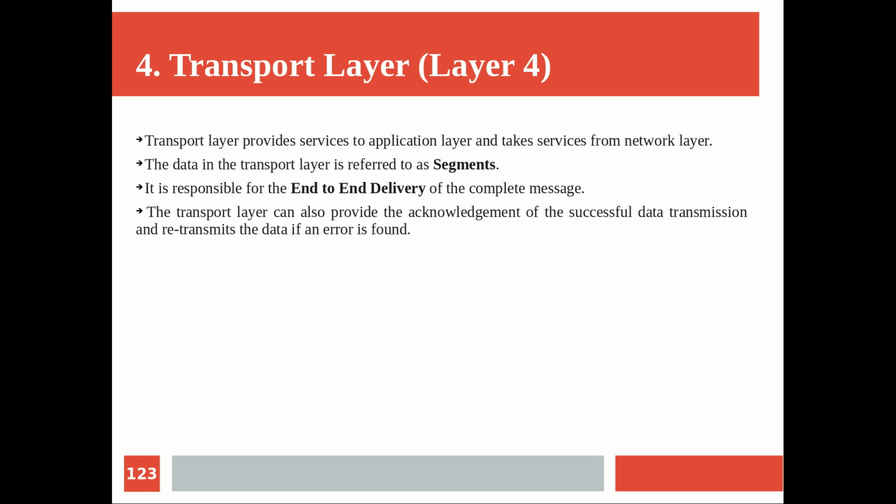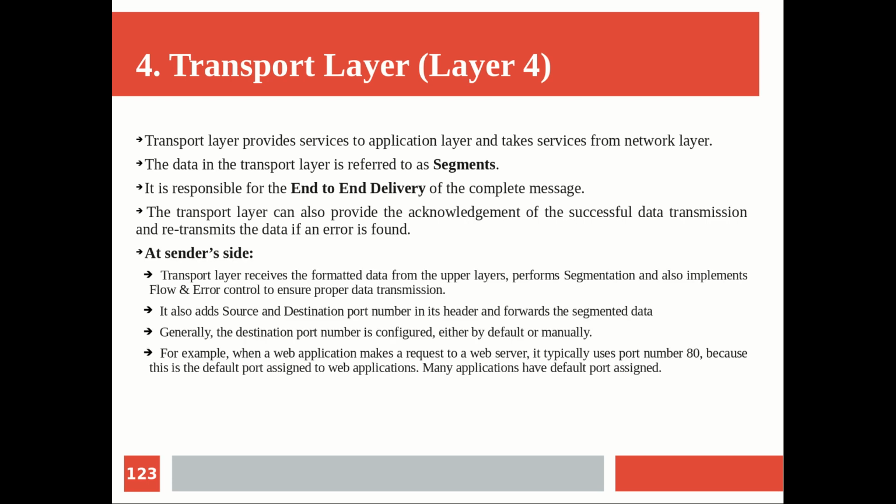But remember, we have two types of service in transport layer, connection oriented and connectionless, and this kind of reliable communication based on acknowledgement and retransmission is provided by connection oriented service only. Such reliability is not there in connectionless service. But in general, you can say that such a facility is there in transport layer, and if you want, you can use it. Otherwise, you can go with the unreliable variation of transport layer also. So at the sender side, as we already saw, the transport layer receives the formatted data from the upper layer.